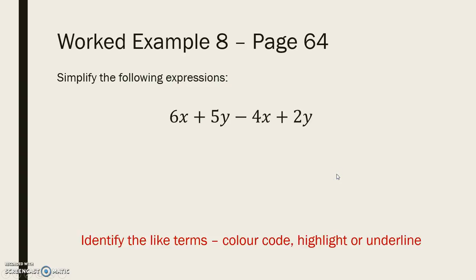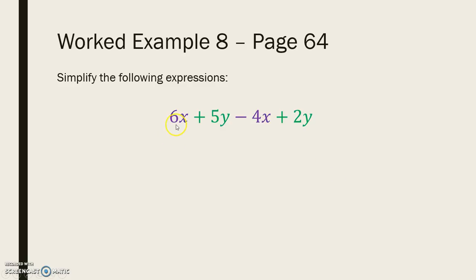Identify like terms. Feel free to color code, highlight, underline. So I've done it like this. 6x, negative 4x. They go together. 5y plus 2y in green. So 6x's take 4x is 2x. 5y plus 2y is 7y. So we group them together, because that means there's lots of.